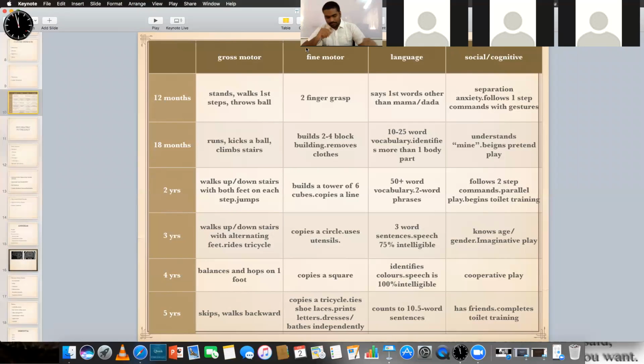In language, now they start speaking words other than mama and dada. So mama, dada, these are monosyllabic sounds. They usually start around 5-6 months. So apart from that, speaking words like asking for water and saying that this is a bench, little words, if they're taught and trained, they can start speaking those single words. That is language. And social and cognitive. Now, at around 9 months of age, separation, excuse me.